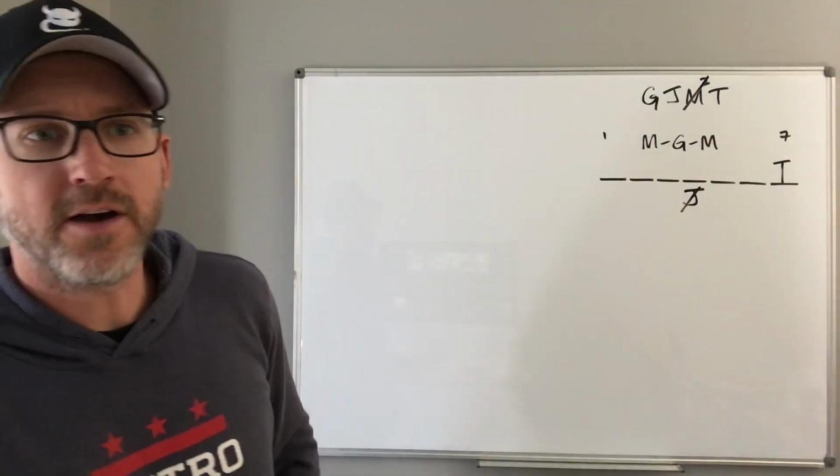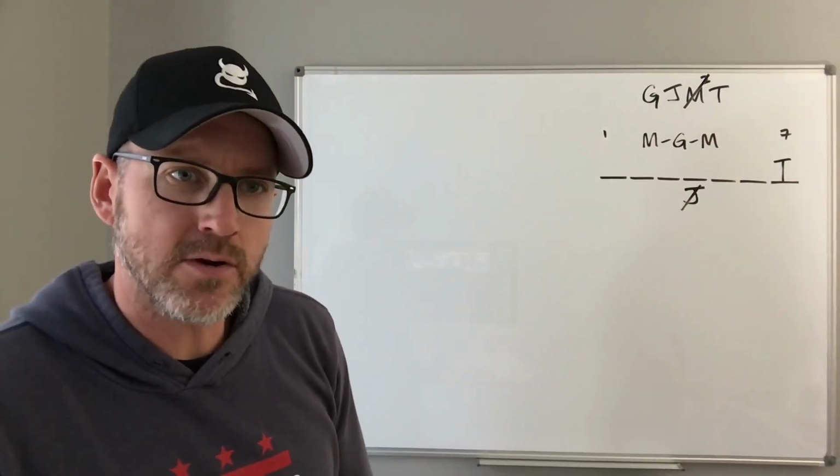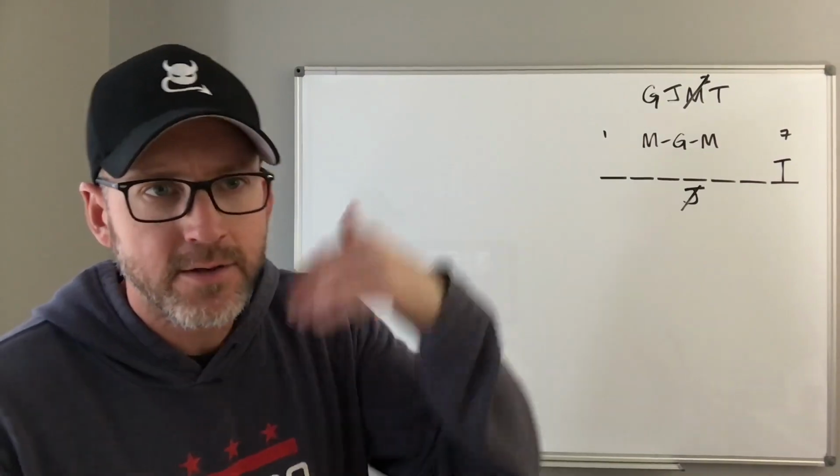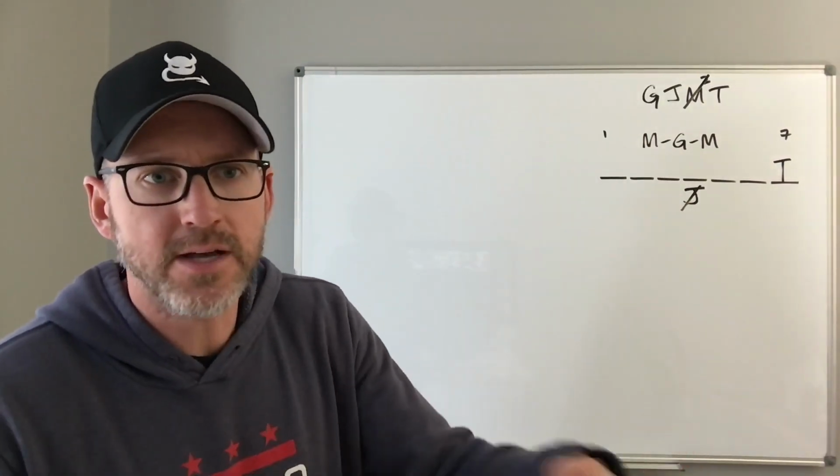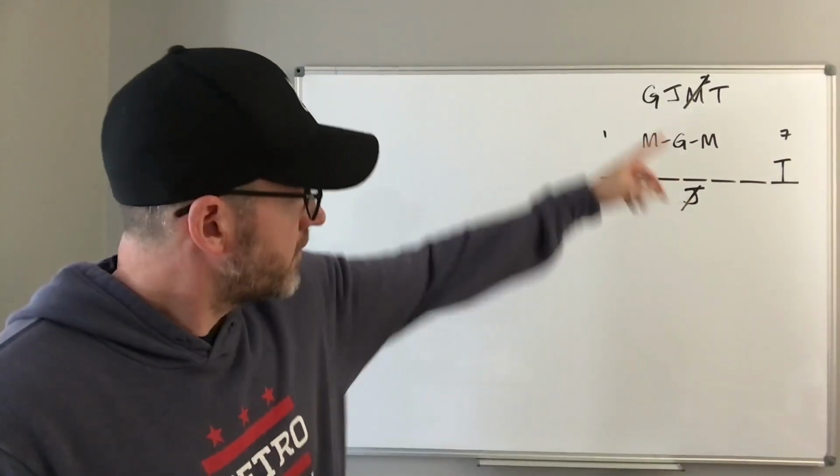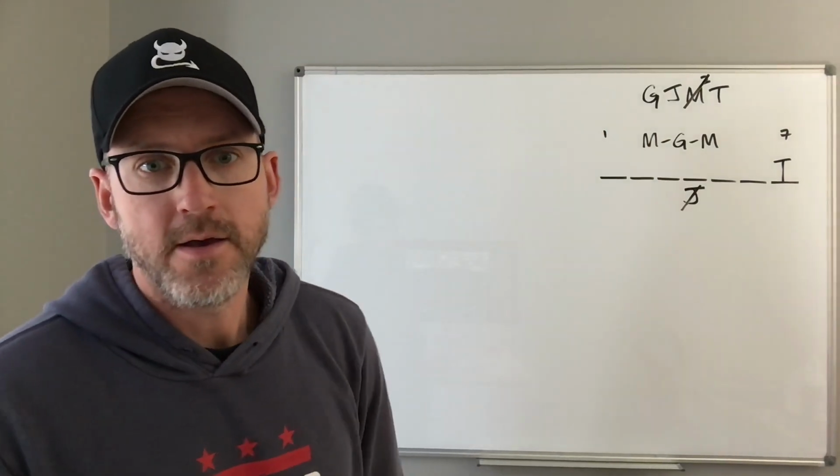I'm not going to cross out G and T, even though they're in my diagram, because I could have another G, I could have another T, right? So I'm not done with those folks, but I am done with M, okay?